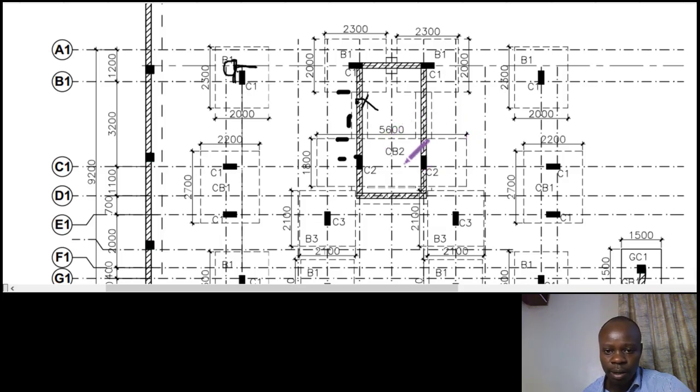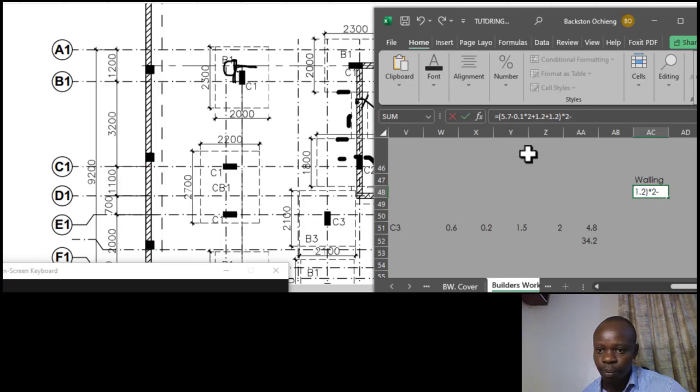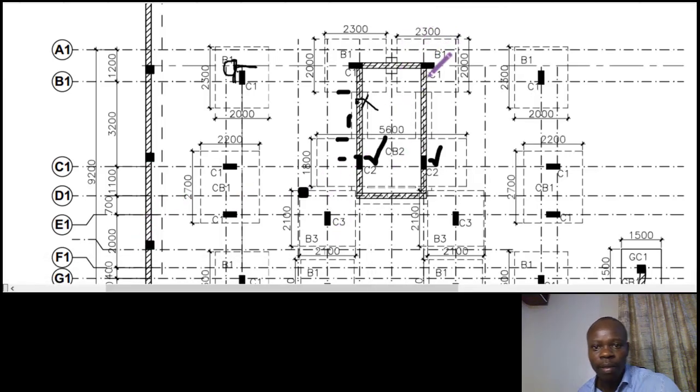Like in this case, I'd like us to subtract column C1 and column C2s, and the column C2s were 500 millimeters on the longer side. So we are also going to subtract the 0.5 times 2 for the columns. Okay, and then now column C1, we have C1 at this side and also C1 on the other side, so we also need to subtract those 2 columns.